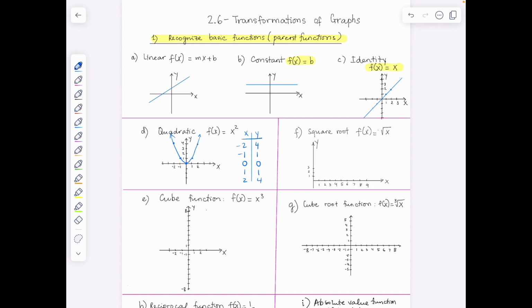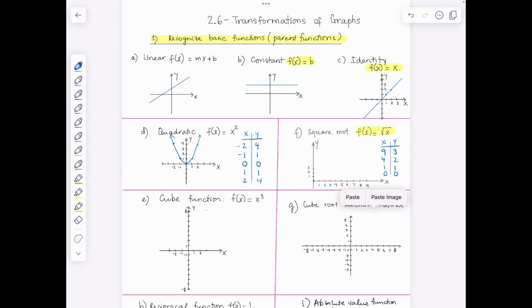Next up, we have a square root function. F of x is equal to the square root of x. Some critical points for this function would be, let's say if x is 9, then the square root of 9 is 3. If x is 4, the square root of 4 is 2. X is 1, the square root of 1 is 1. And of course the point 0, 0. Notice that I never pick a negative value for x because in the real number world, we can't take the square root of a negative number.